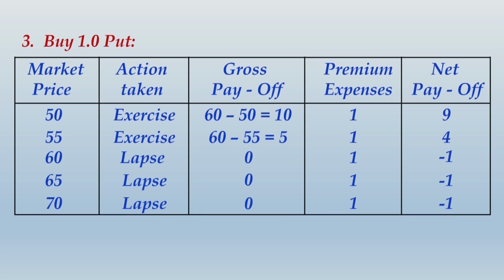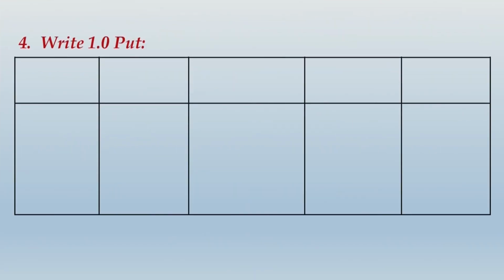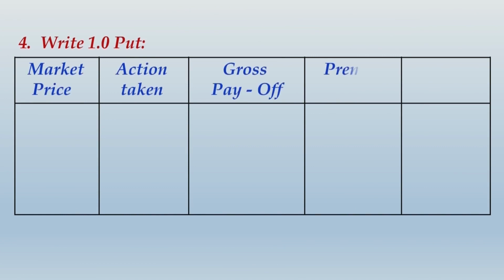Alright friends, you would have finished writing these calculations. Let us move to the last scenario where you are writing a put option. So just again the case of put option, only difference is now you are a writer. So first change would be the premium column will not be indicated as premium expense. In this case it is premium income.